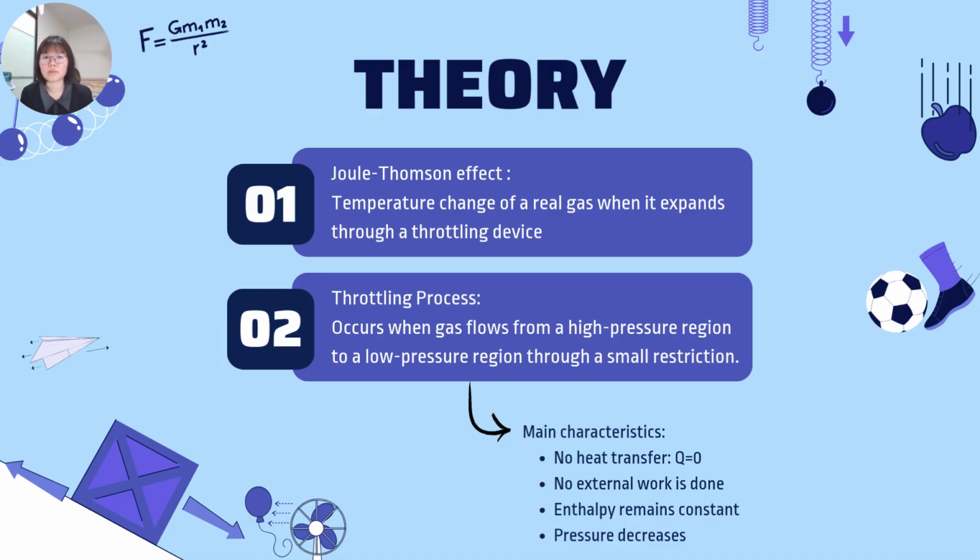Joule-Thomson effect describes the temperature change of a real gas when expanded through a throttling device. During the throttling process, the gas flows from a high pressure region to a low pressure region through a small restriction. The main characteristics are there is no heat transfer, no external work is done, and the enthalpy remains constant. At the same time, the pressure decreases. As a result, the gas temperature might either increase or decrease depending on the gas type and initial condition.